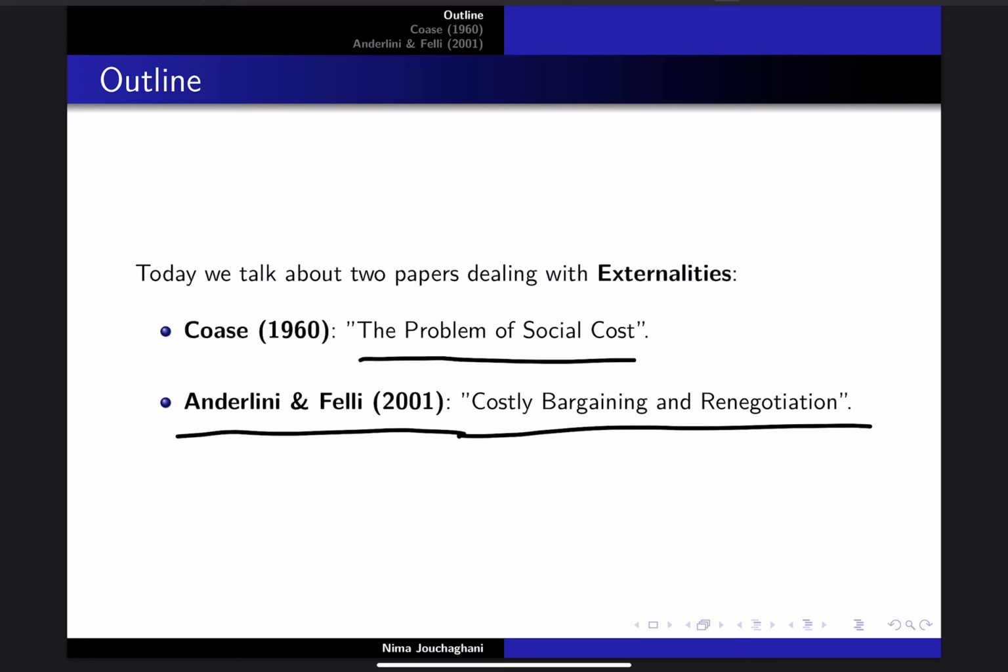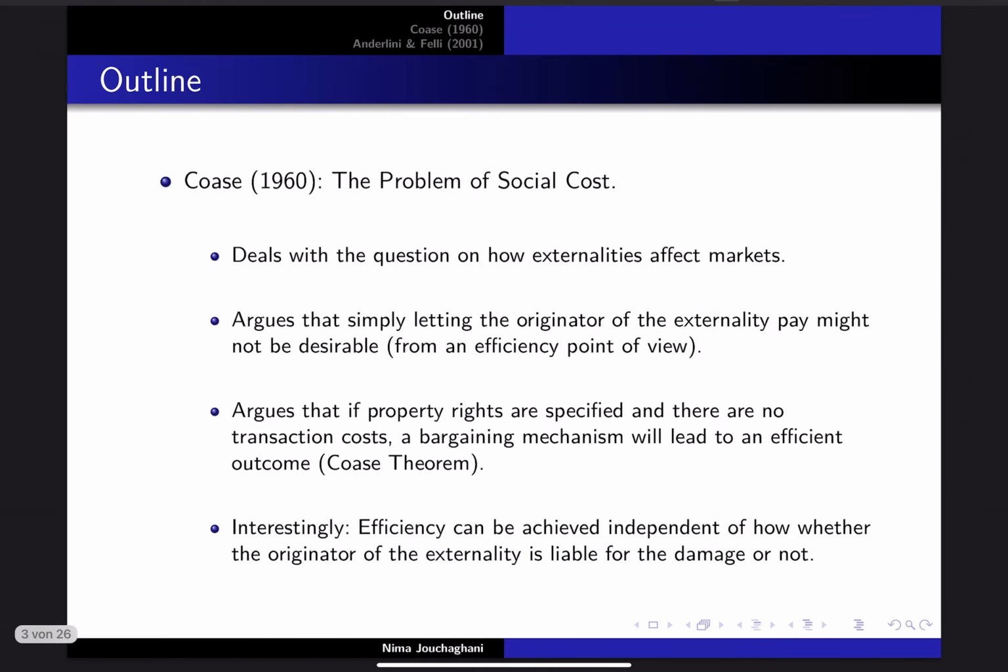So that's basically the plan for today, and we will start with the Coase paper. Coase 1960, The Problem of Social Cost. It deals with, as I told you before, the question of how externalities affect markets. So what happens in a market if we introduce externalities? What happens if actions of one participant of the market have direct or indirect negative effects on the other participant of the market?